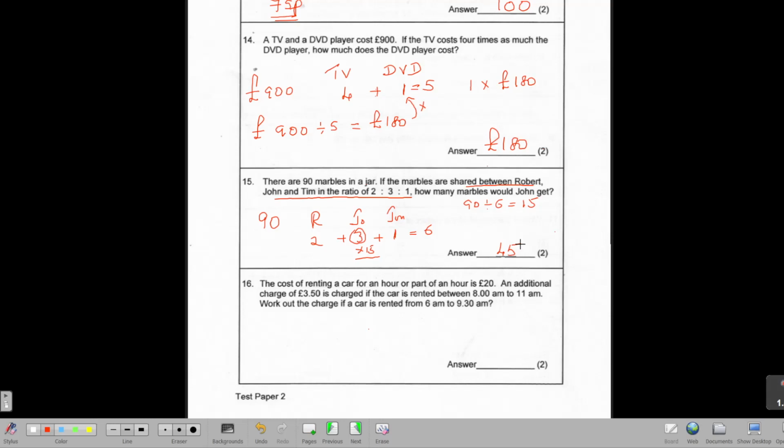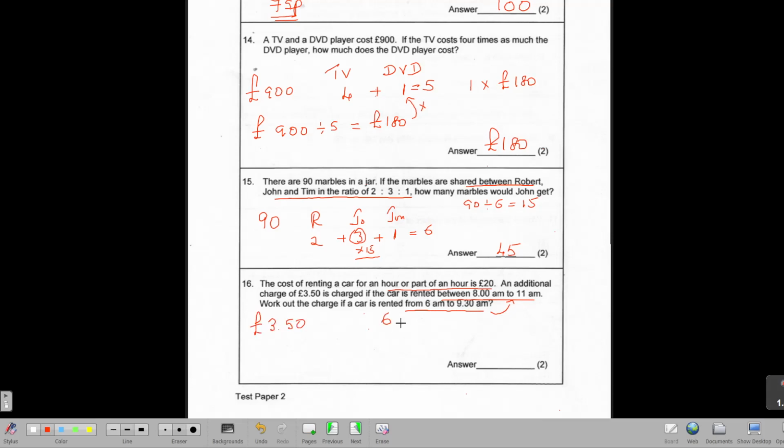The cost of renting a car for an hour, or part of an hour, is 20 pounds. An additional charge of 3.50 is charged if the car is rented between 8 am to 11 am. Work out the charge if the car is rented from 6 am to 9:30. Part of 6 am to 9:30 falls in this time period. Therefore, there is an additional charge of 3.50.